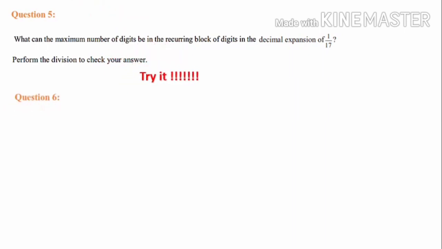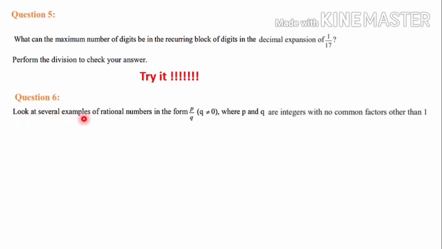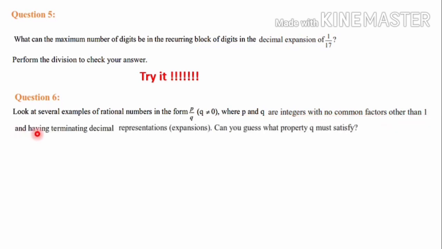And next question, question number 6. Look at several examples of rational numbers in the form p by q, where p and q are integers with no common factors other than 1 and having terminating decimal representations. Can you guess what property q must satisfy?